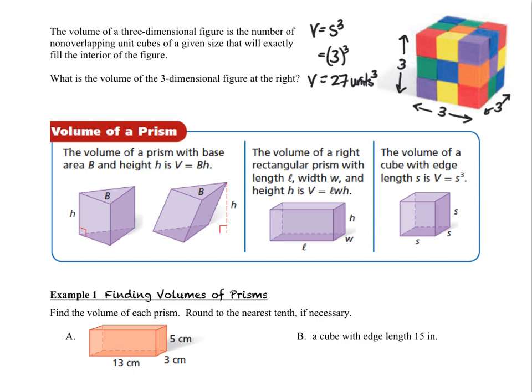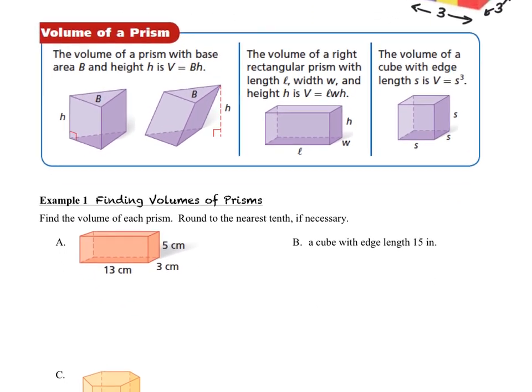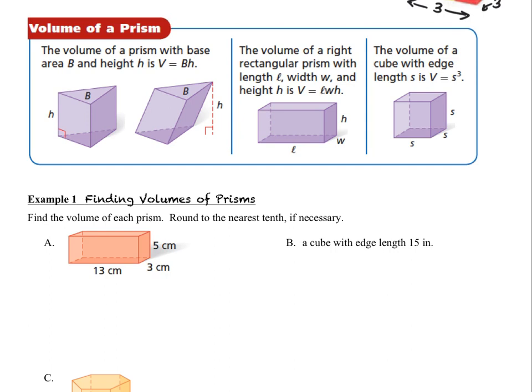Okay, now let's talk about the volume of a prism. The volume of a prism with base area B and height h can be found by V equals B, which again is the area of the base, times the perpendicular height. We're going to try all of these formulas out, so don't worry if anything seems a little bit unfamiliar or unclear right now. The volume of a right rectangular prism with length L, width W, and height h is going to be length times width times height. And the volume of a cube, as we just saw, is going to be side cubed.